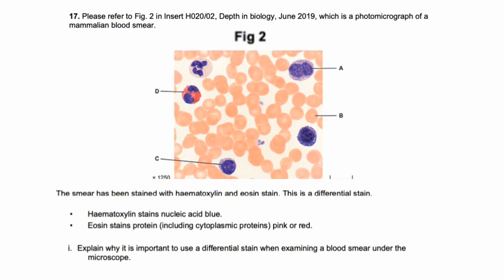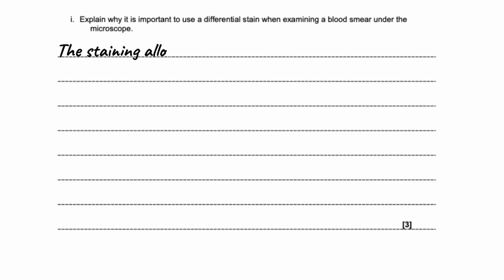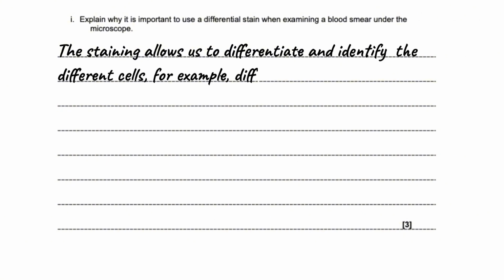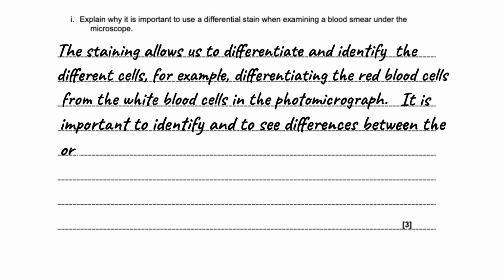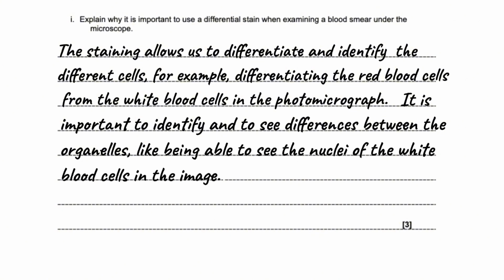We can see on the photomicrograph, the red blood cells are pretty clear, and then there are other cells. They are white blood cells. We can say that the staining allows us to differentiate and identify different cells, for example, differentiating the red blood cells from the white blood cells in this case. And we can also say that it's important to identify and see differences between the organelles. In this image, you're able to see the nuclei of some of the white blood cells.